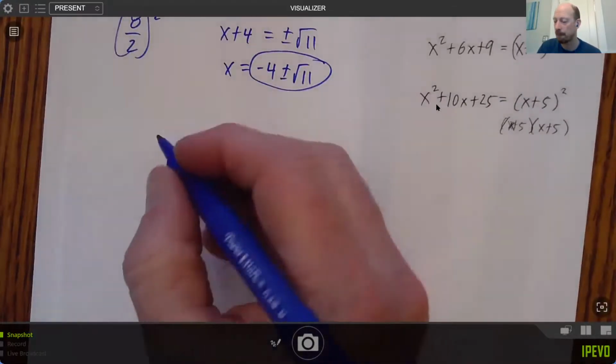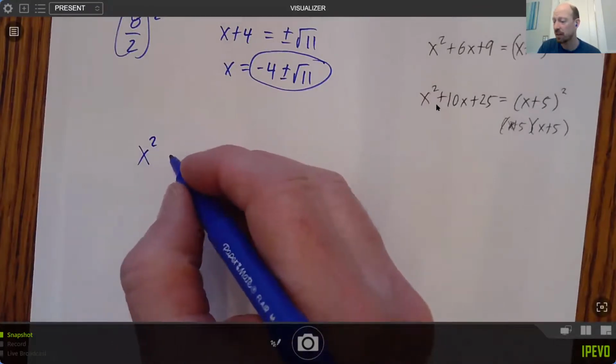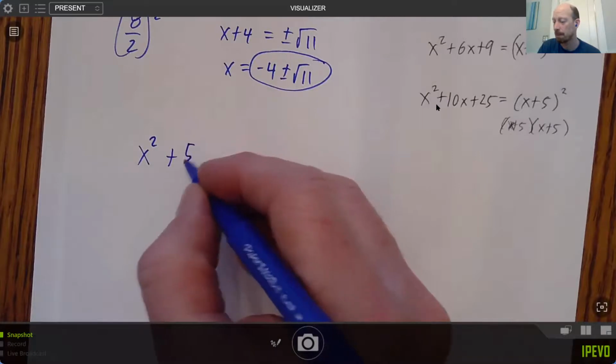Now, you will probably see some that have some fractions in here.